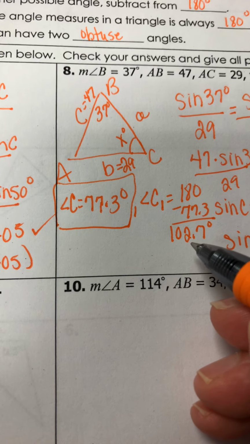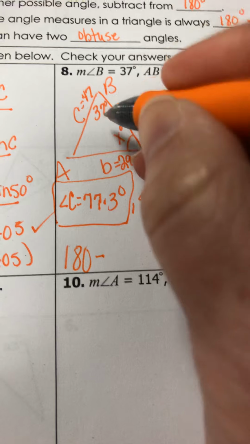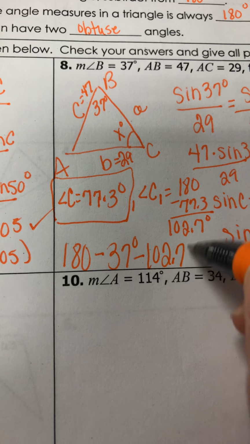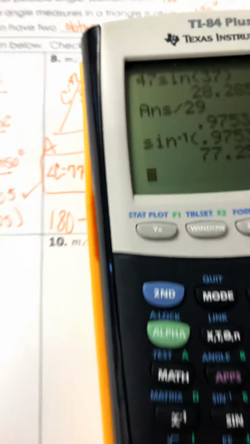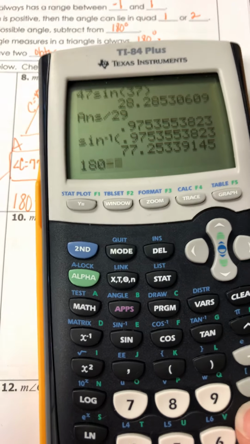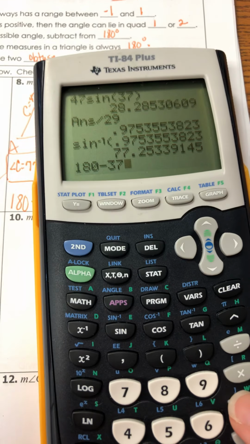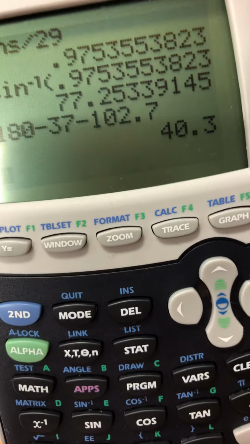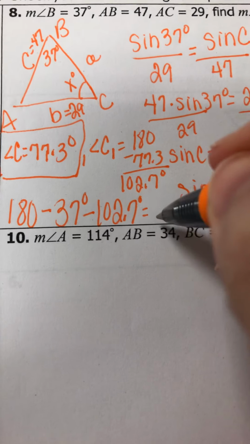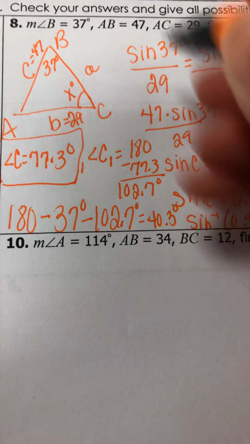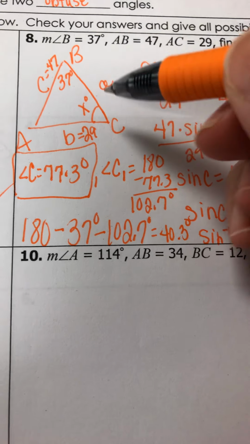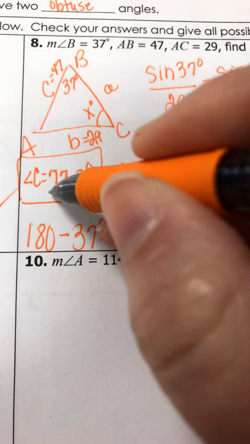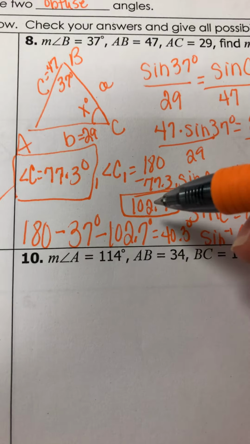Let's see if this one is an answer. So 180 minus the angle we started with, which is 37 degrees, minus 102 7/10 degrees. So if you do 180 minus the 37 degrees minus the 102 7/10, see how that's a positive angle? So that tells me that I'm going to have two angle A's and I'm going to have two angle C's. So this is my second angle, okay? So I've got two triangles for this one.